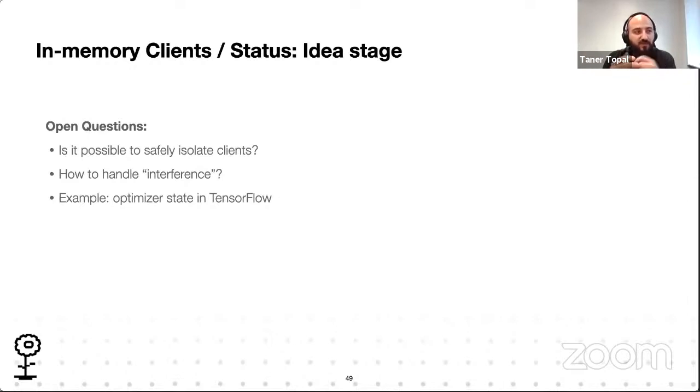We are still evaluating how much interference there is, but at least on the compute side, there is naturally some interference. For example, with things like the optimizer state and other internals of the machine learning frameworks, we see some issues which the researcher would have to handle. So there are still open questions about whether this is a feasible idea.